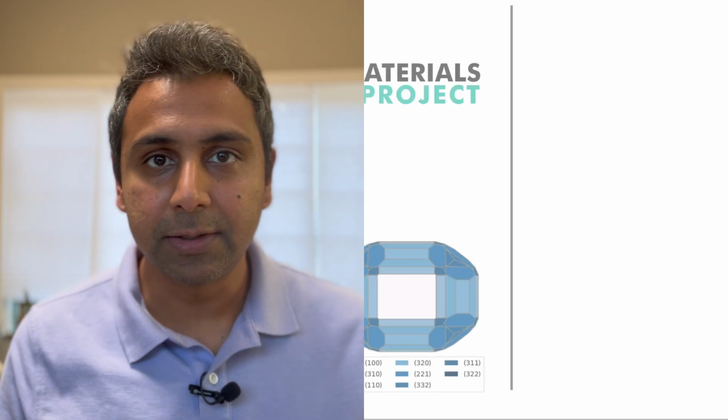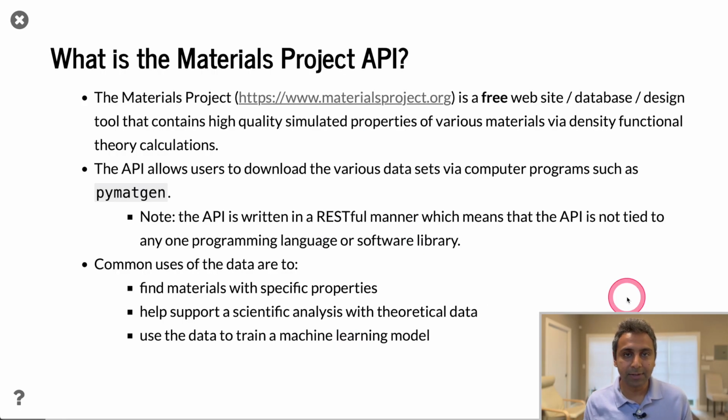So let's just begin by talking about what the Materials Project and its API are. The Materials Project is a database. It's a free database that's available to anyone, and it's been online for almost 15 years. It contains lots of materials information that's typically from simulated data from density functional theory calculations.